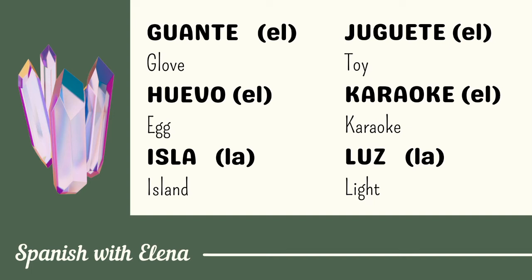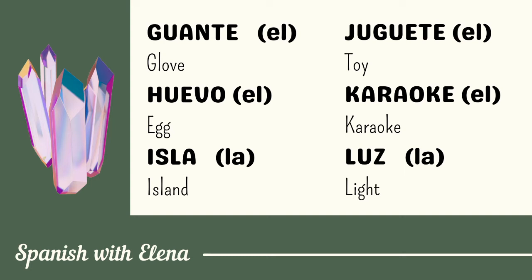Otra palabra, isla, la isla. Another word, el juguete, juguete. Do you remember what I just explained to you about the pronunciation of the letter G? Here you have G-U-E, and it's not pronounced like gemelo, but like gato or guerra, okay? El juguete, juguete.